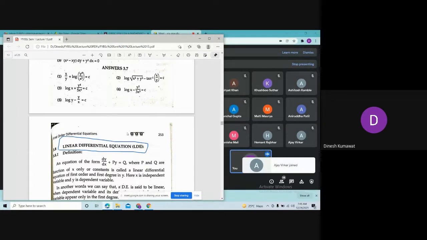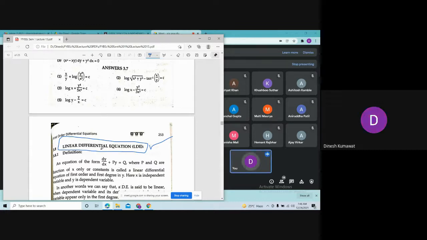Okay, now let us begin with the new topic, which is nothing but what is called a linear differential equation. I think you have already studied this topic in your junior college, if I am not wrong. Is it? Yes, sir.